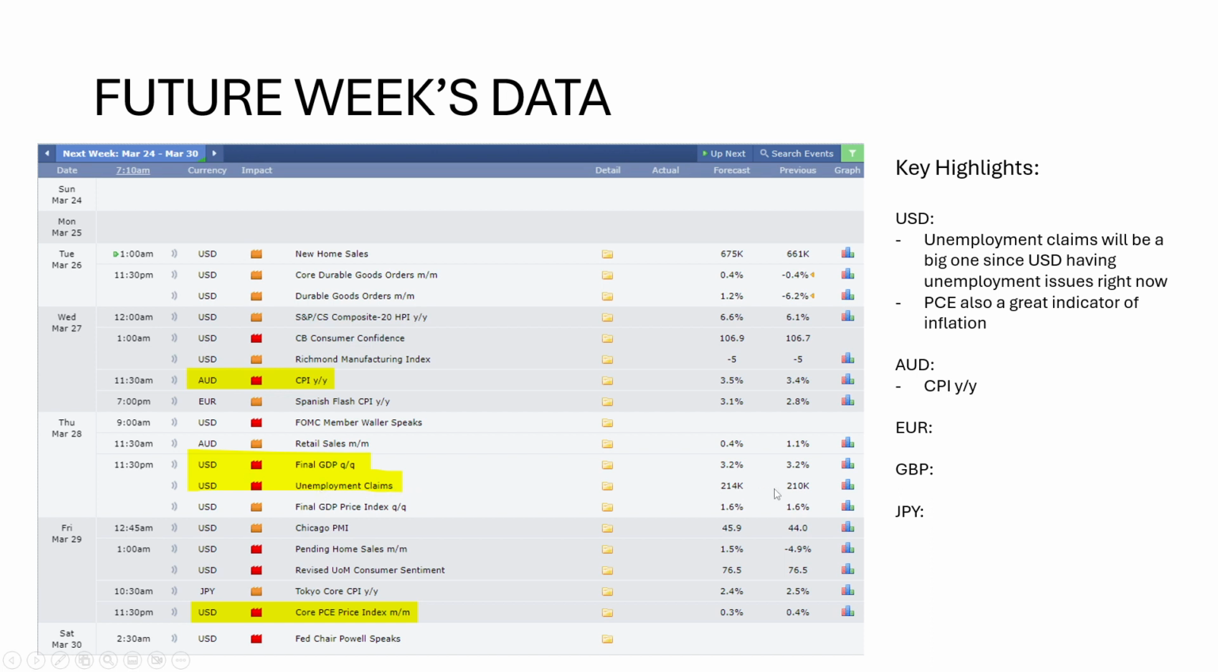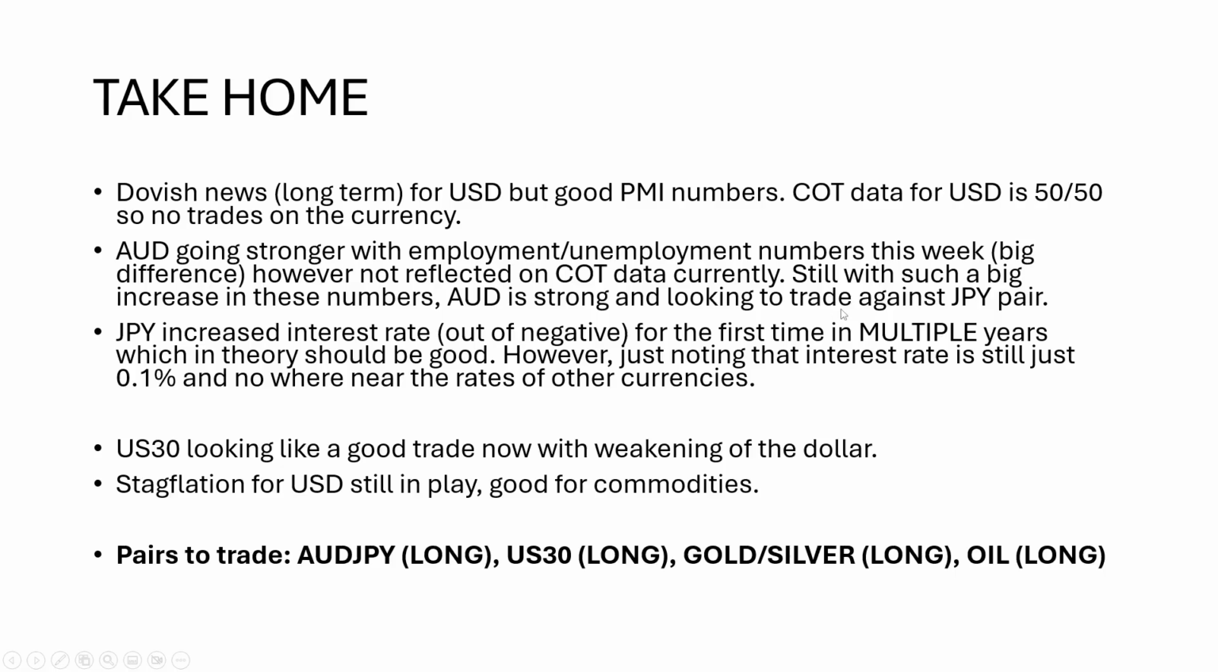We've got final GDP quarter for the US dollar and unemployment. So this is going to be a key thing. Unemployment claims, look, it's forecasted more than previous. So again, this is the whole concept of stagflation. If unemployment's actually higher than forecast, and if PCE is again higher, then we have high inflation or sticky inflation and high unemployment. Very interesting next week.